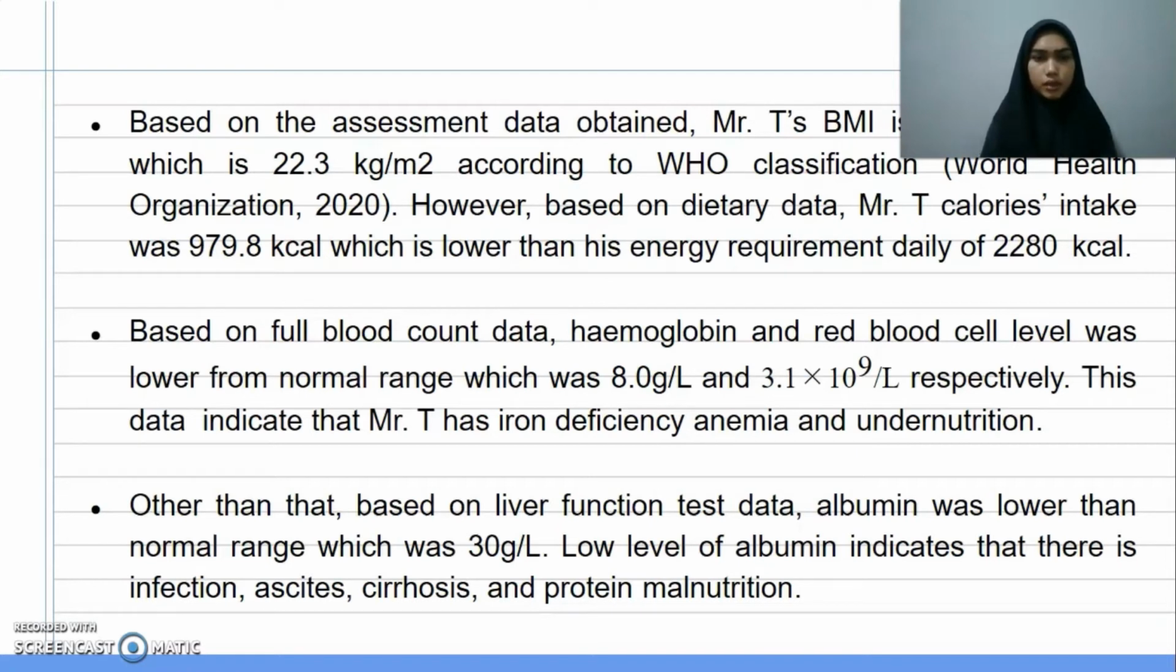Based on full blood count data, hemoglobin and red blood cell levels were lower than the normal range. This data indicates that Mr. T has iron deficiency anemia and undernutrition. Other than that, based on liver function test data, albumin was lower than the normal range. A low level of albumin indicates infection, ascites, cirrhosis, and protein malnutrition.